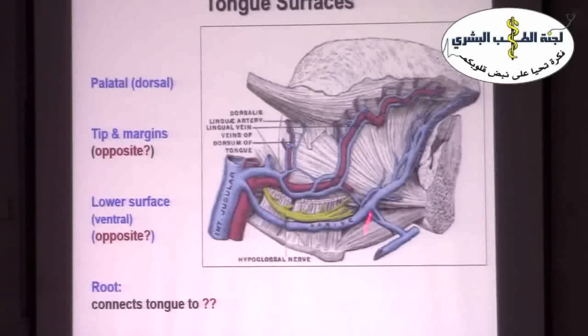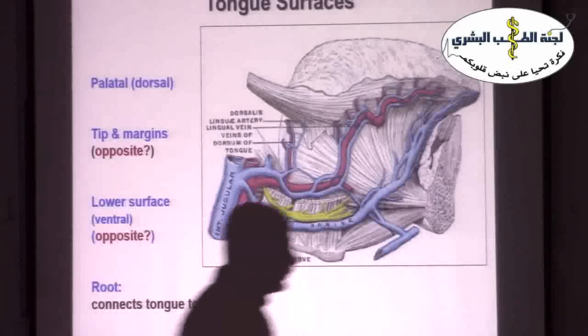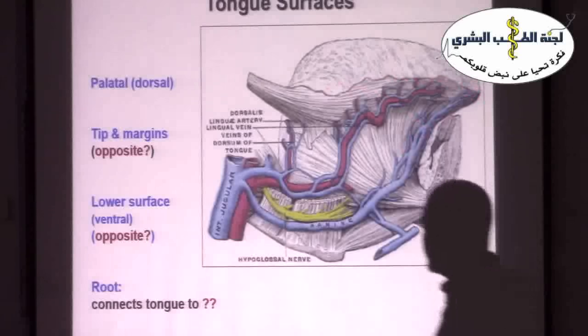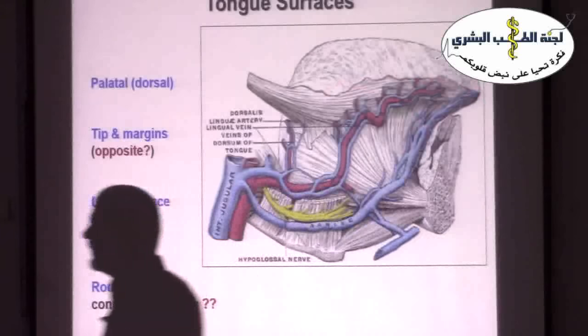While the inferior surface here will be the ventral surface of the tongue. So here is the ventral surface. The ventral surface is opposite to the floor of the mouth, while the dorsum is opposite to the palate. Okay? So we have a dorsum, upper surface, a ventral surface. We have margins and tip, the apex of the tongue. Okay, margins and tip of the tongue.